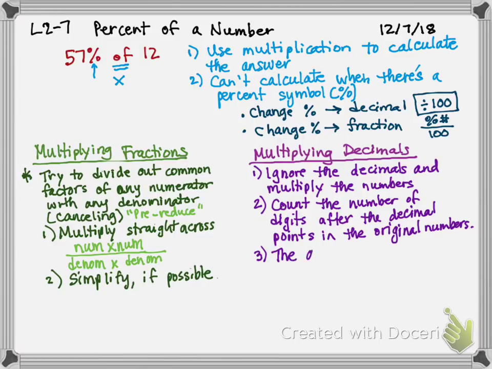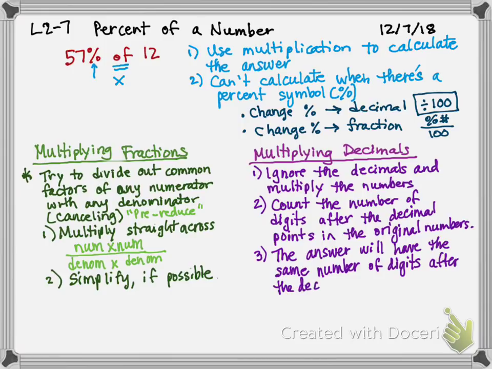So the answer will have the same number of digits after the decimal. Now, what am I talking about? The same number of digits, what we counted in step 2. So I'm just going to put in parentheses step 2.